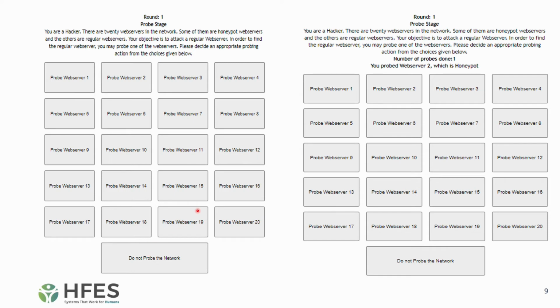Once they probe these web servers, they receive information from the network, which tells them that they have probed web server X and it is like this. This information may or may not be true. It depends upon the condition, whether it's a deception condition or a non-deception condition.